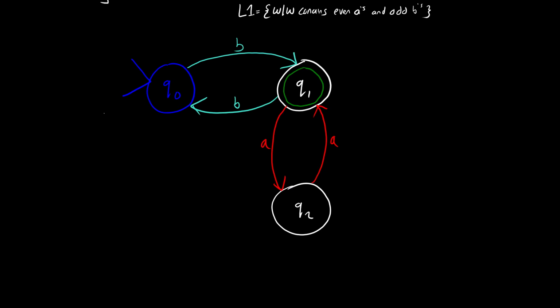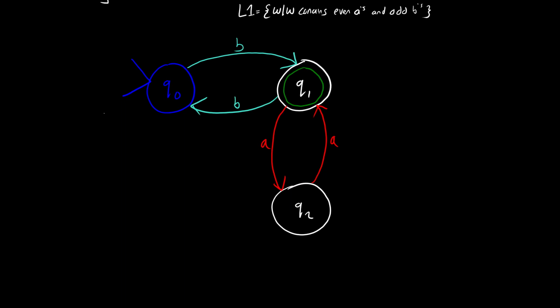Okay, so let's start out with a B, 1B, and then no A's. Because we don't need any A's, but we do need at least 1B. Okay, that gets us to Q1, which is an accepting state. Let's try something like B, B, B, A, A, A, A. 3 B's, 4 A's. So B, B, B gets us to Q1, the accepting state, and then A, A, A, A gets us back to Q1, which is an accepting state. So that is accepted.